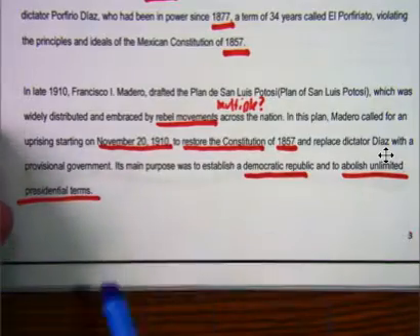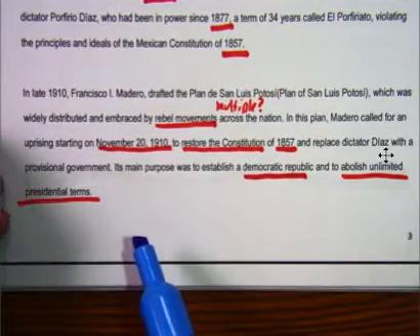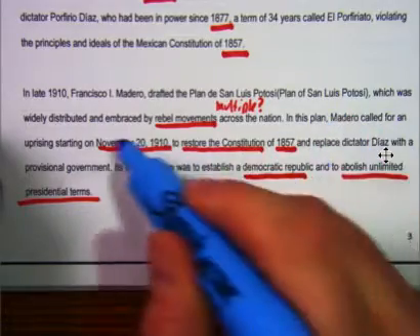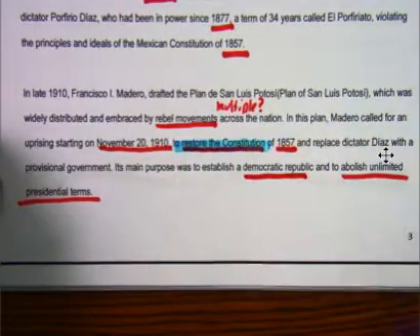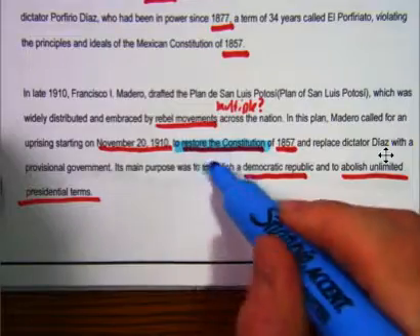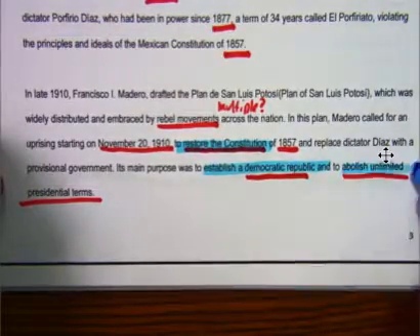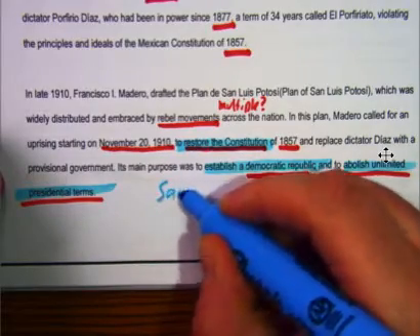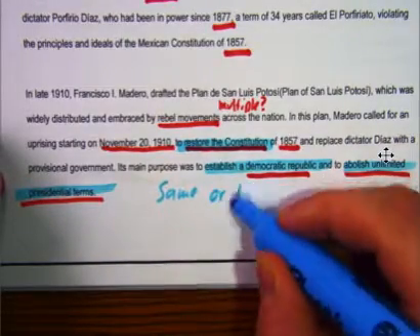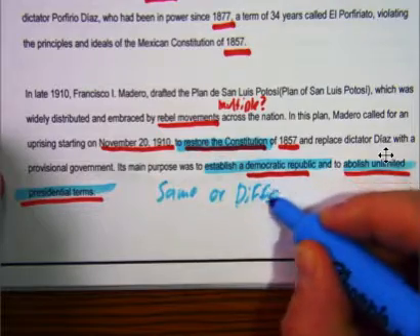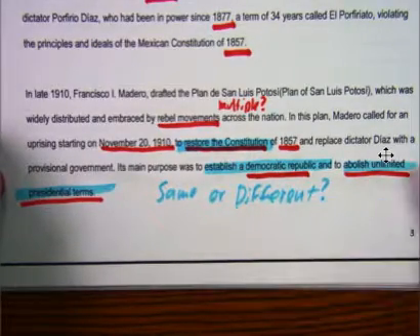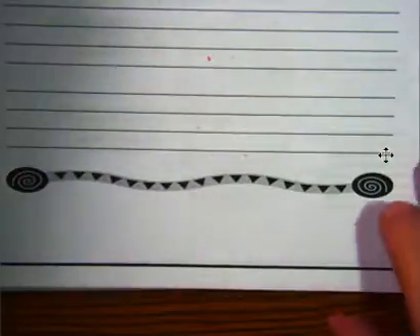So when I'm looking back on this, I have to consider if this, restoring a constitution, establishing a democratic republic, and abolishing unlimited presidential terms, is this the same or different in French and American Revolution? Okay.